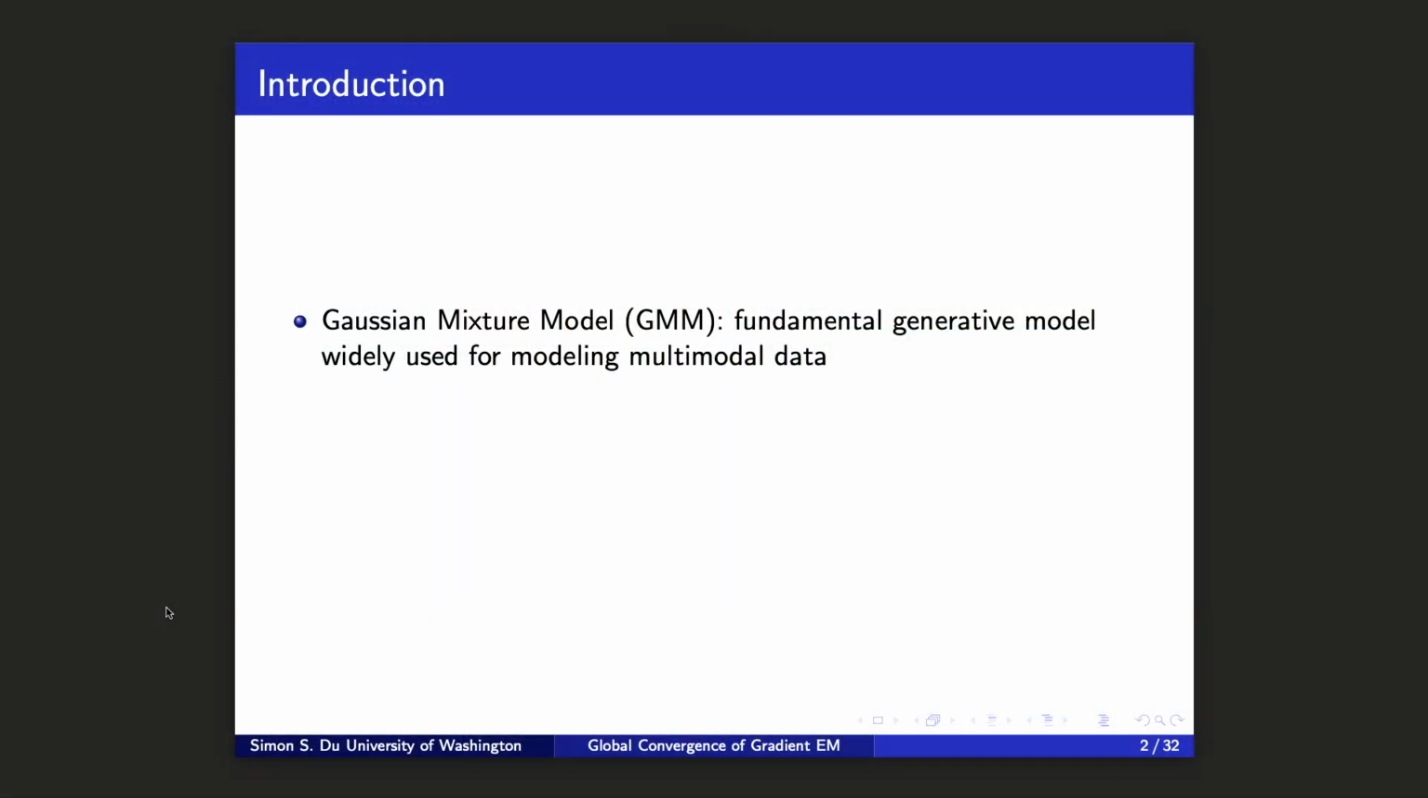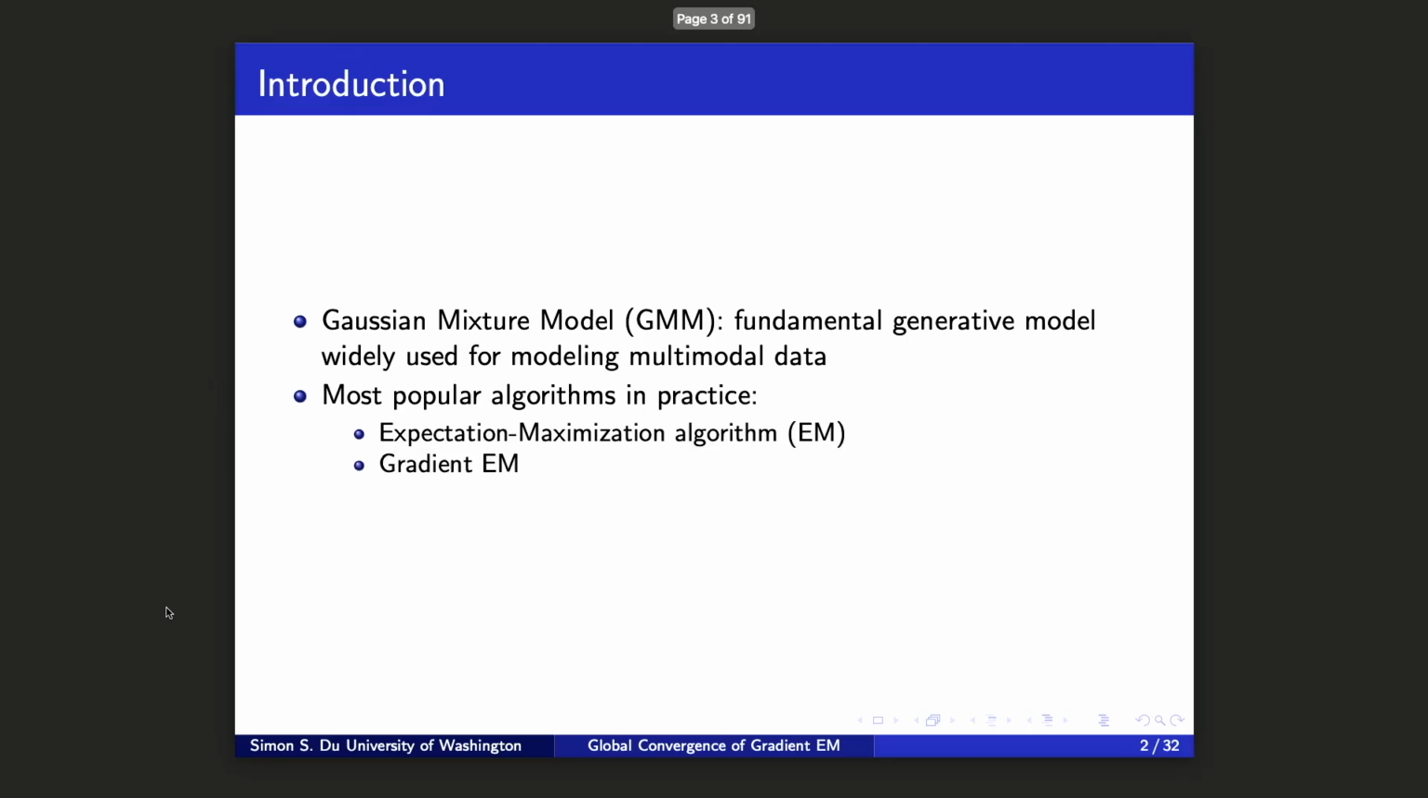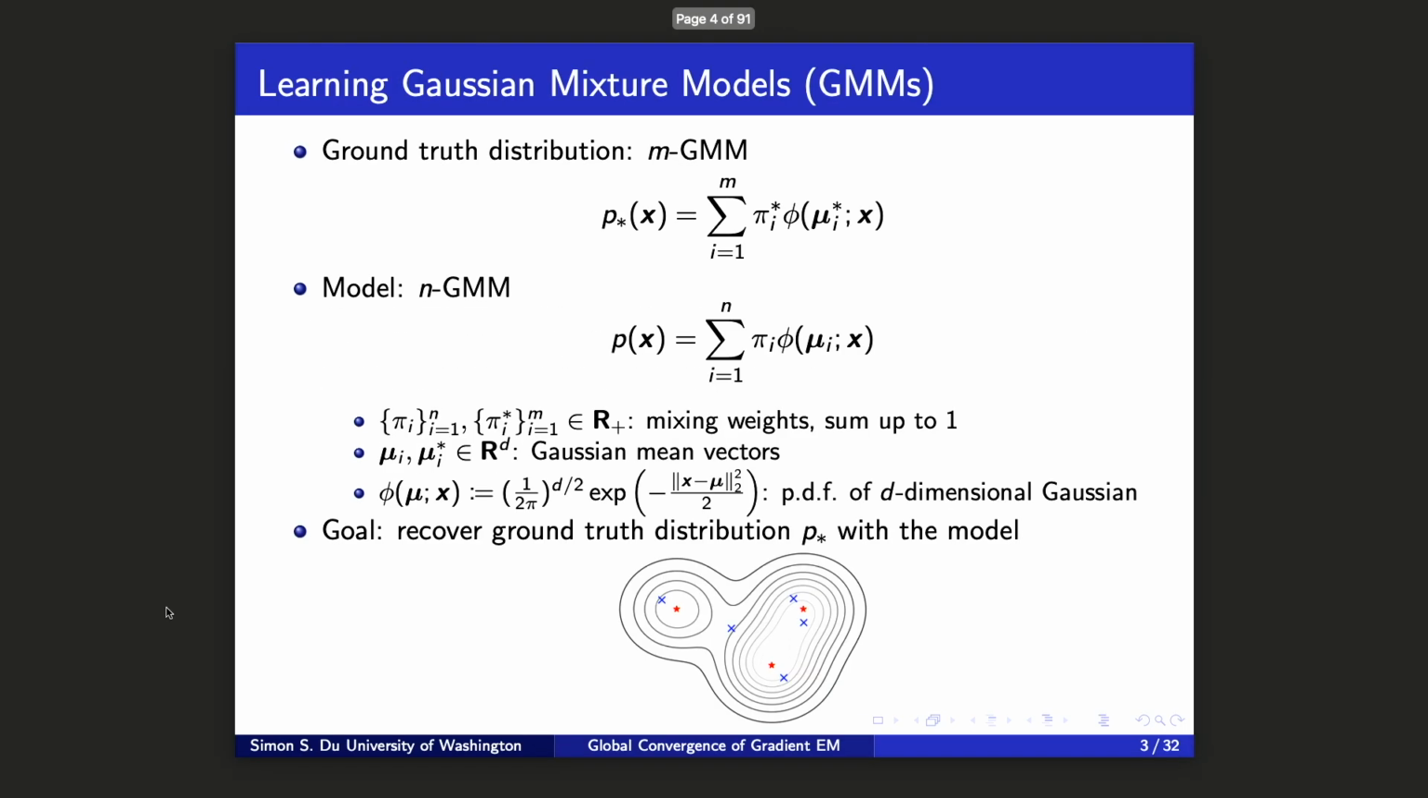So this talk is about learning Gaussian mixture models. I think everyone here knows about it. It's a very fundamental generative model, widely used in modeling, especially multimodal data. And to learn this model, arguably, the most popular algorithms are the expectation maximization algorithm, or EM for short, or a variant of it like gradient EM. I'll give you precise formulas later, but these are arguably the most popular algorithms to learn Gaussian mixture models. Okay, so let's get into the detail.